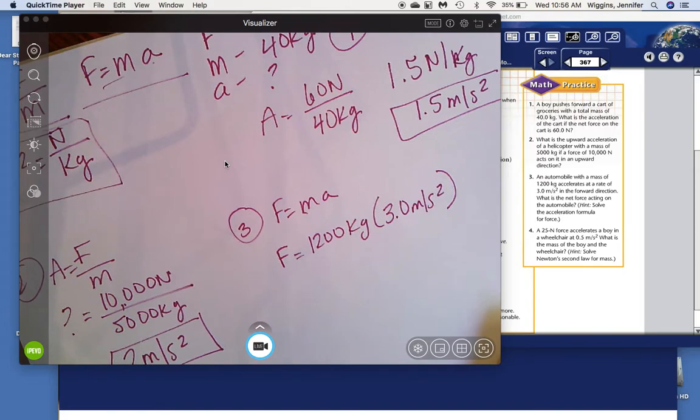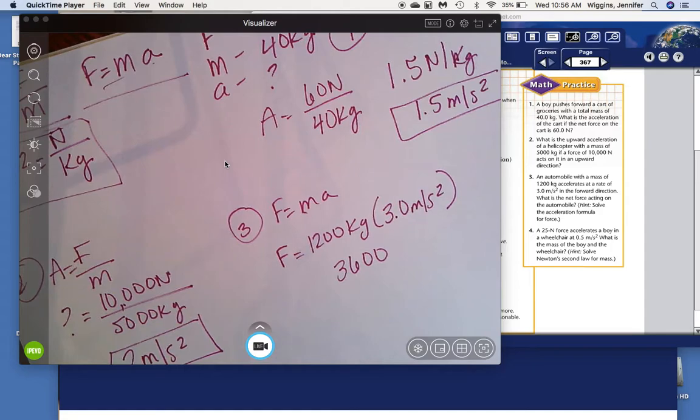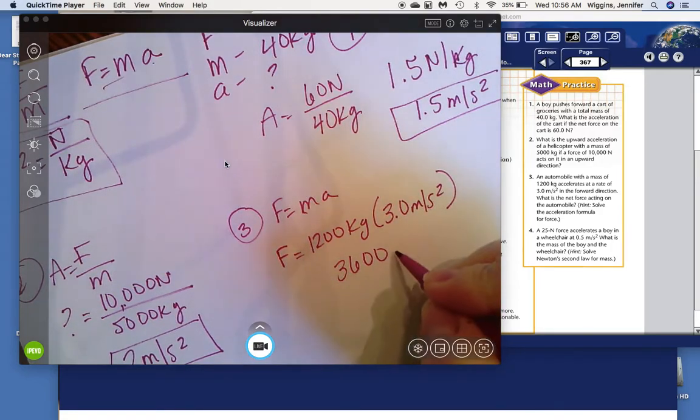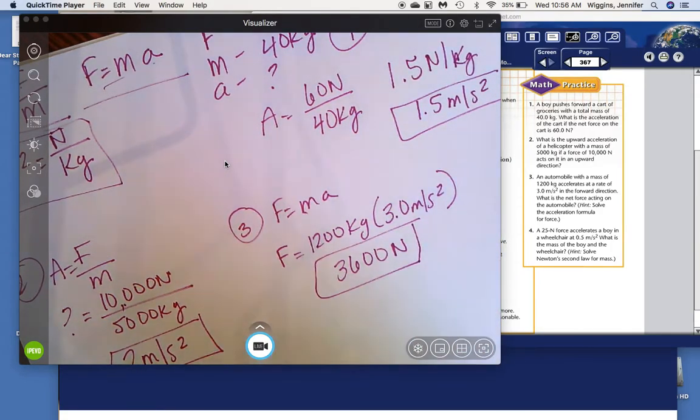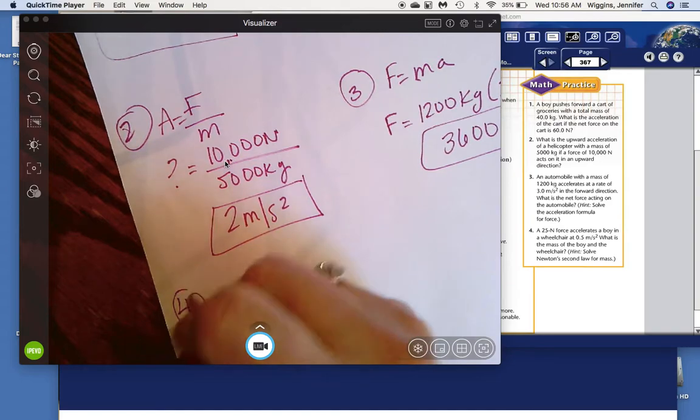Okay. So it's 1,200 times 3, which would be 3,600. Kilograms times meters per second squared is equal to a newton. So that's my unit. Force: newtons.